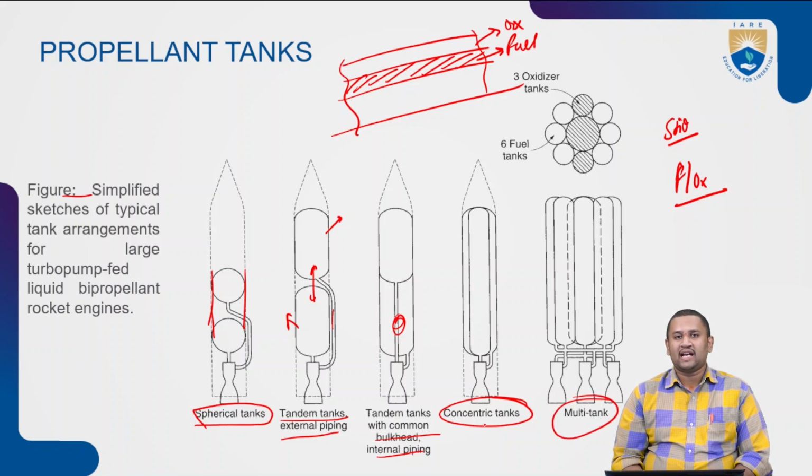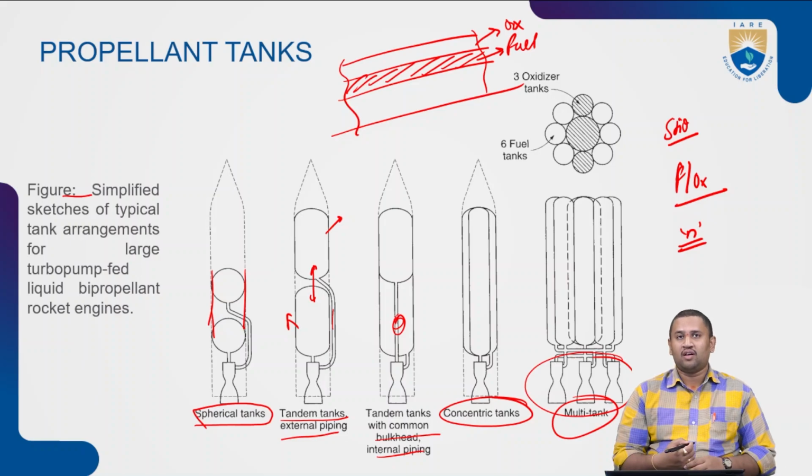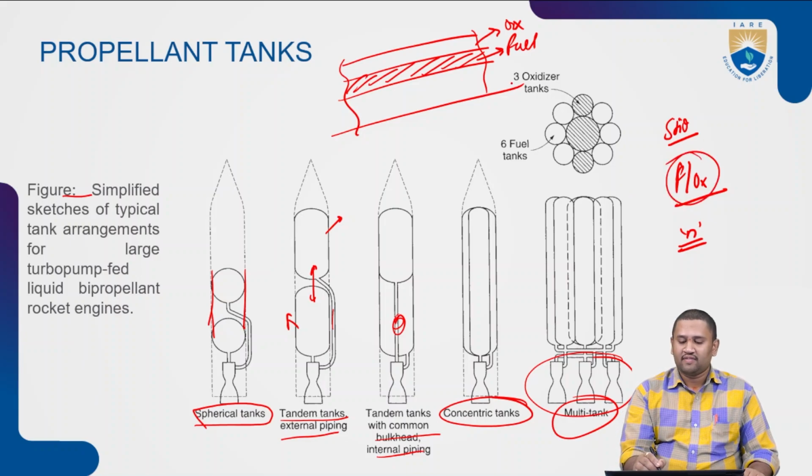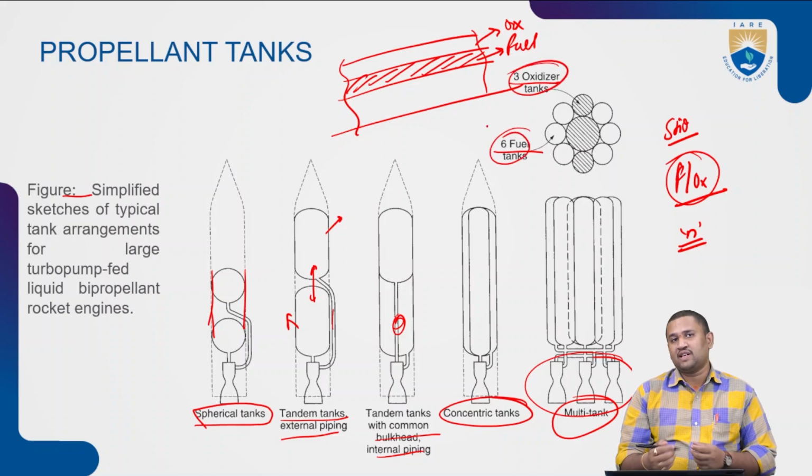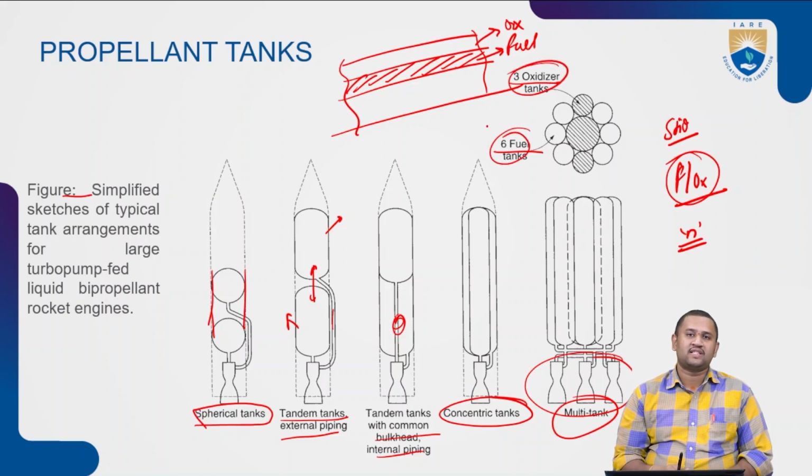Now, coming to the last, which is the multi-tank. In a multi-tank arrangement, you will have n number of tanks connecting multiple rocket engines. These multiple tanks can be configured based on the requirement of the fuel to oxidizer ratio, that is 3 oxidizer and 6 fuel tanks, or 6 oxidizer and 3 fuel tanks, based on the type of propellant combination that we consider.